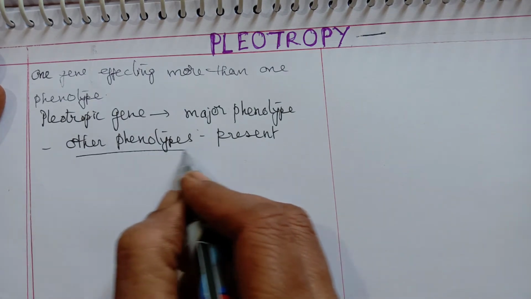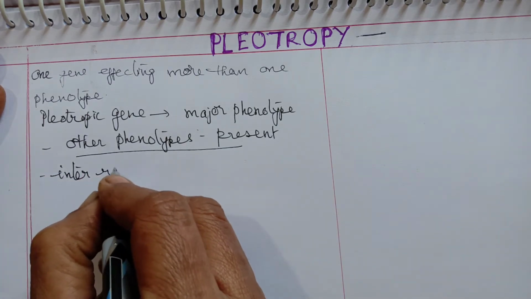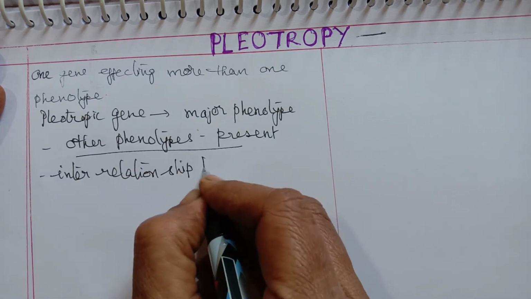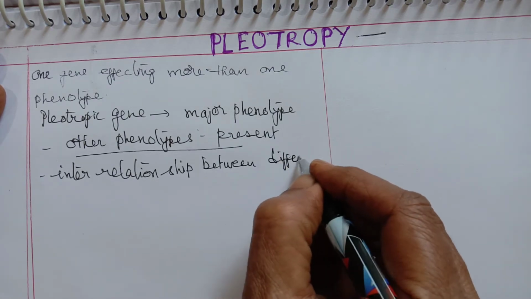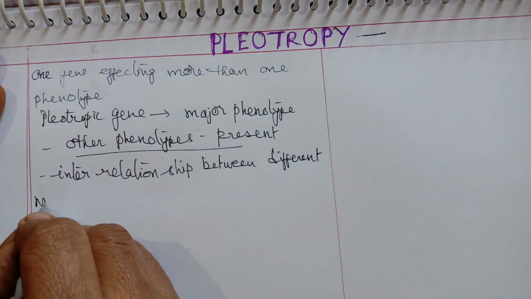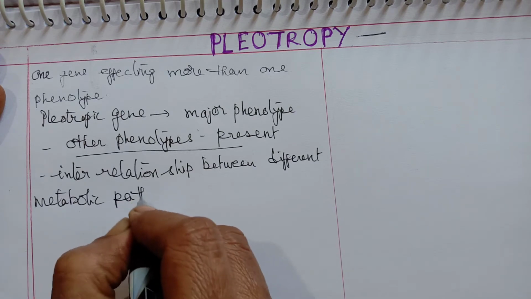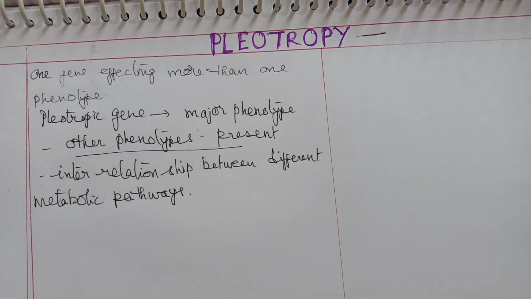So what is the reason for these many other phenotypes? It is due to the interrelationship between different metabolic pathways, that results in different other phenotypes also. And this phenomenon where more than one phenotype is represented from a single gene is called pleiotropy.